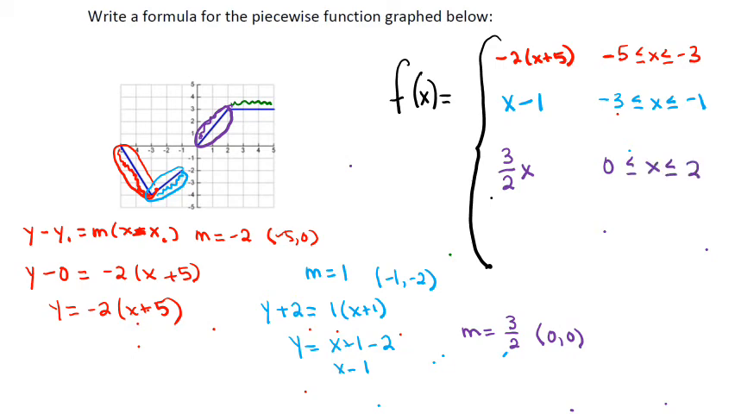And then finally, the little horizontal section here, the slope there is 0, just as a reminder. And that's the constant function y equals 3. And that definition works for x's between 2 and 5. And I have my full definition of my piecewise function. Okay, that's it for today.